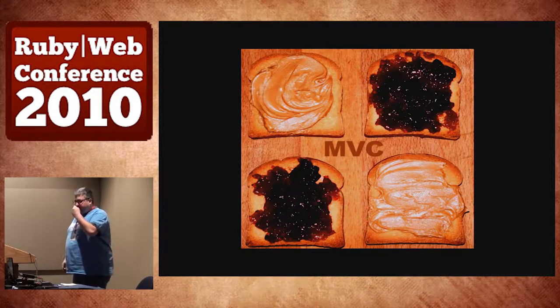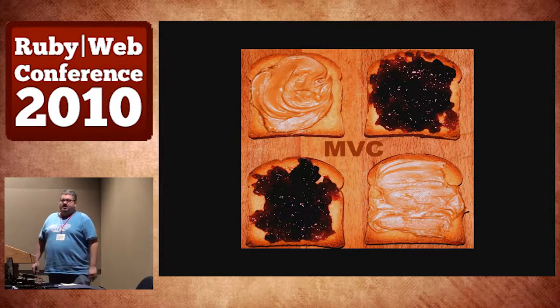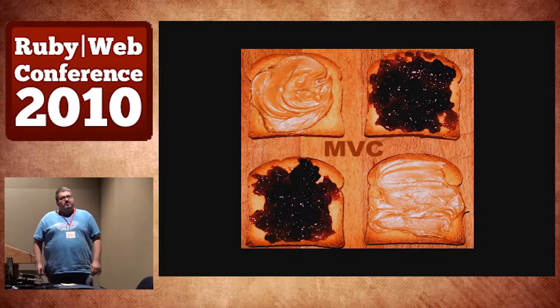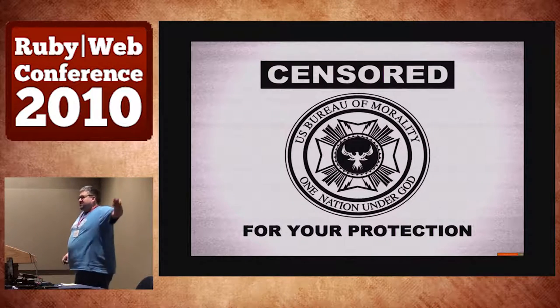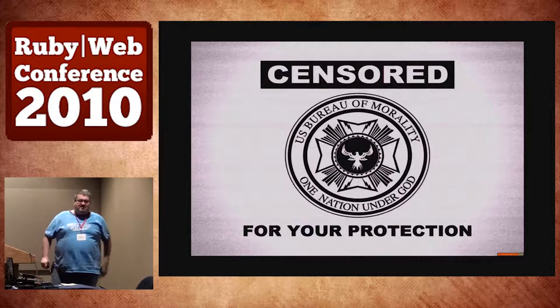So Rails and iOS, as platforms go, are both MVC, just in different ways. Rails is very model-based.